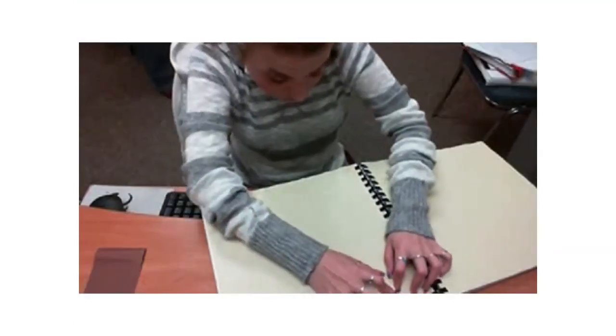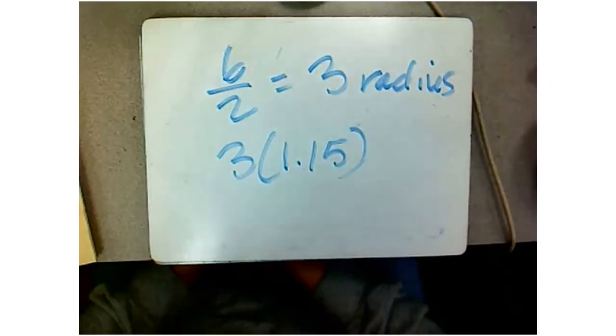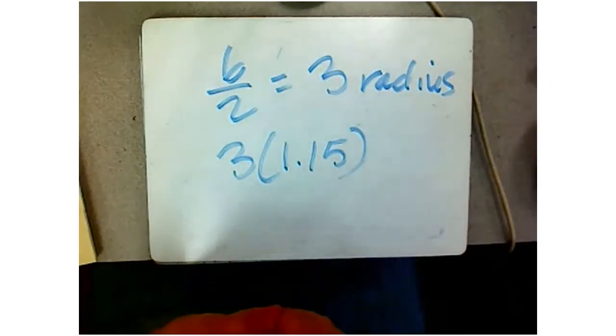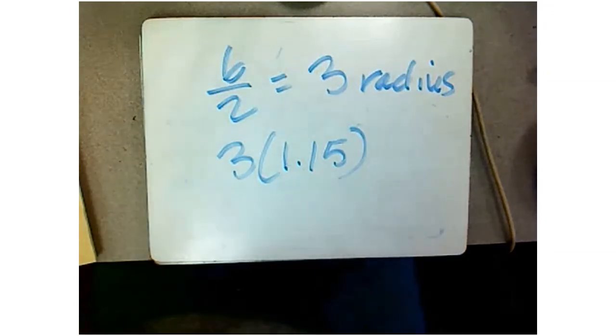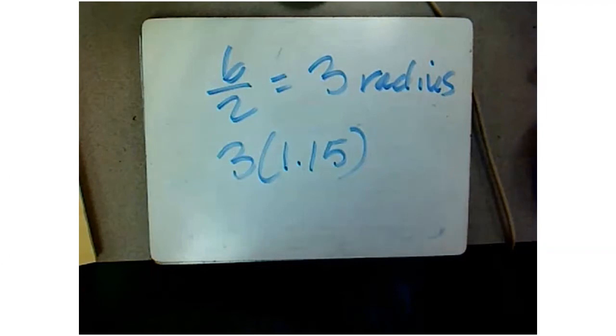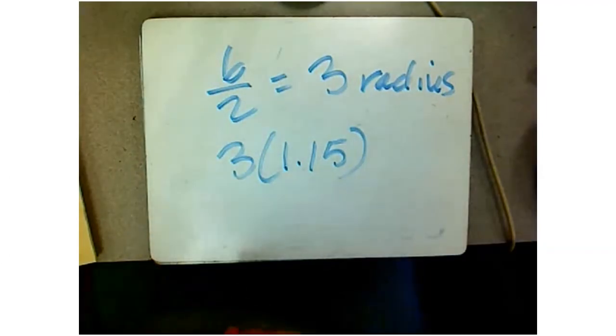1.15? Yep, 1.15. That's it. That's all we got to do. All right? So we really didn't need the picture, did we? It was just a little extra. It was like eye candy, I guess. All the information we needed was in the story problem.